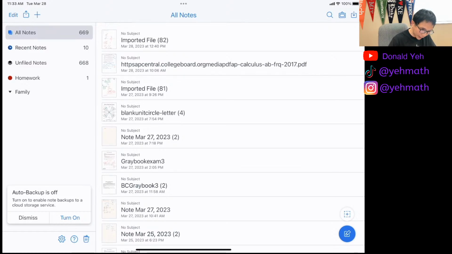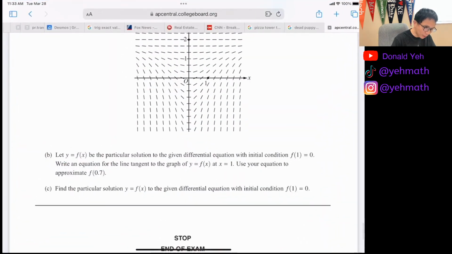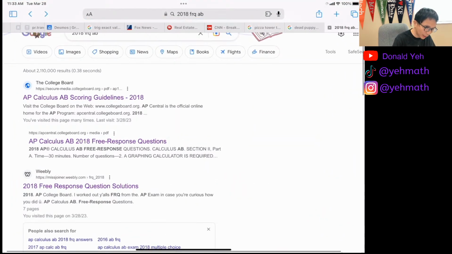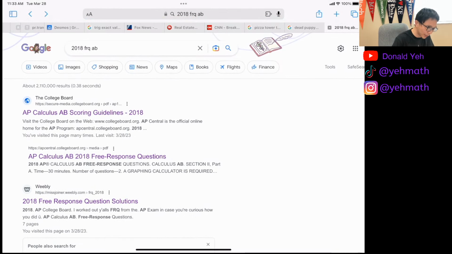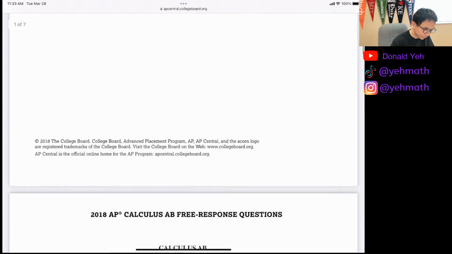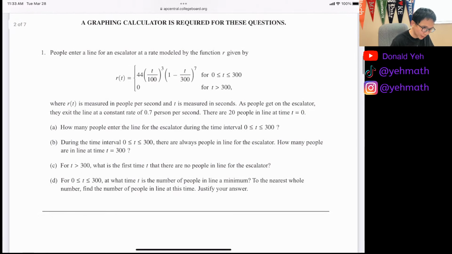All right, so we're going to look at these particular questions, and we're going to go to the 2018 FRQ and see what kind of questions are on that. This is 5 years ago, the first year I taught this. The first question is rate in and rate out. There are people going onto an escalator and people getting off of it. You're trying to figure out when the most people are on the escalator and when nobody is on it.